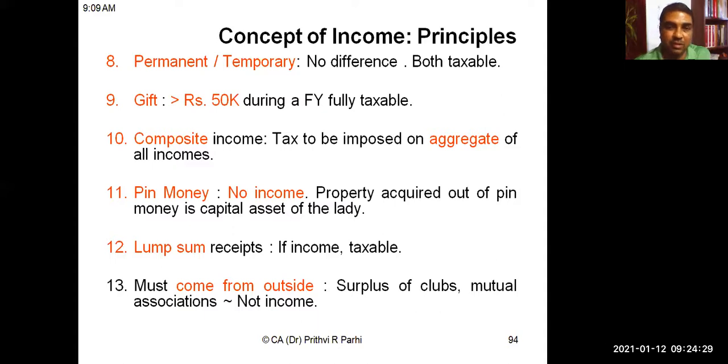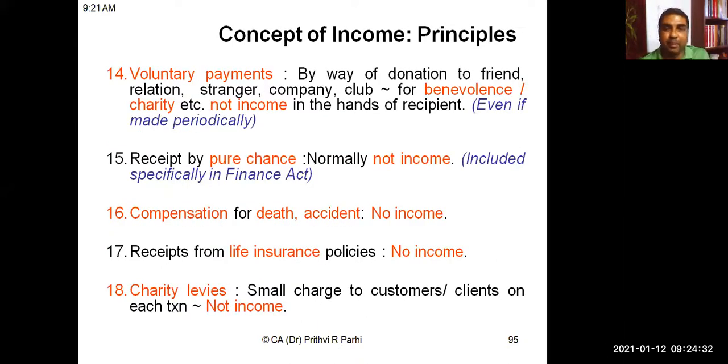Yes, sir. Okay. Similarly, voluntary payments. Suppose some money is given to you by a friend, stranger, etc., or maybe for charity. Normally it is not an income, except in some specific circumstances, even if these payments are made on a regular basis. Similarly, money received by pure chance. By chance you received something. Normally not an income, but in certain situations they are specifically included, just like lottery income is included.